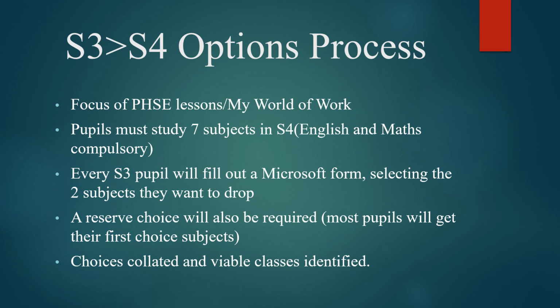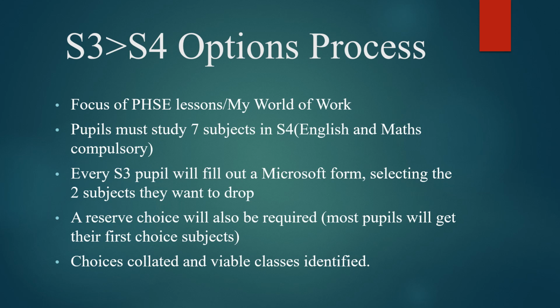So to do that, every S3 pupil will fill out a Microsoft form and they will select the 2 subjects that they want to drop ideally. Now, it will also be necessary to take a reserve choice from all pupils, i.e. if you don't get those two subjects that you want to drop, which would be your next choice of a subject to drop. It should be noted though that most pupils will get their first choice subjects.